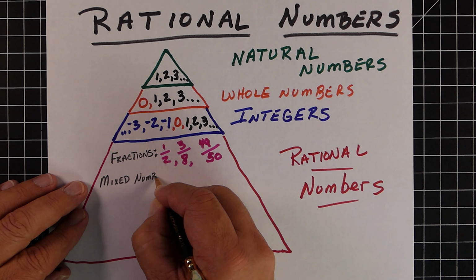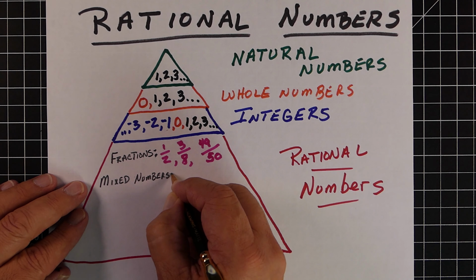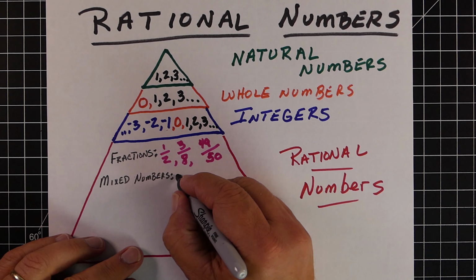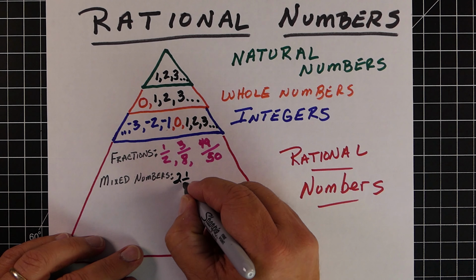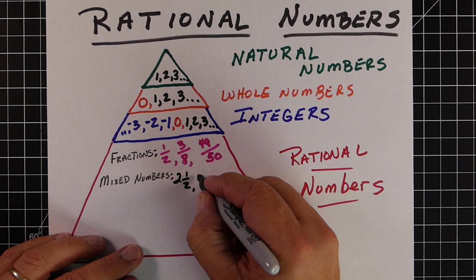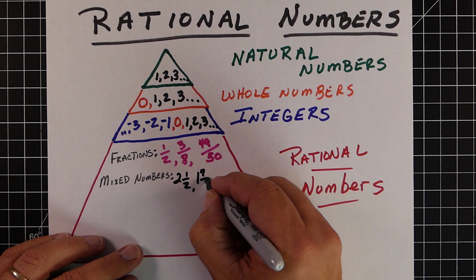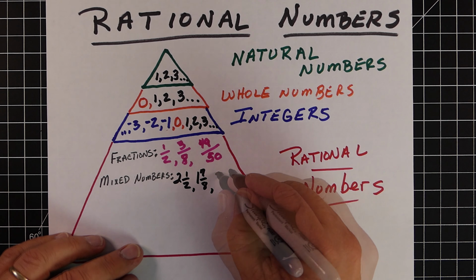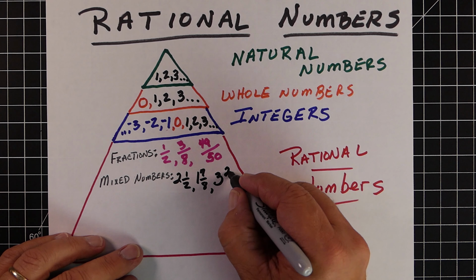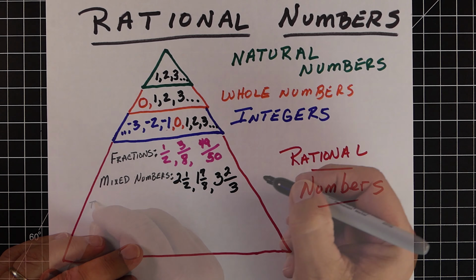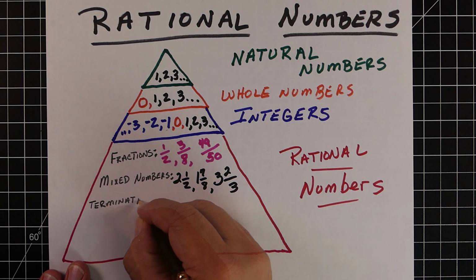All mixed numbers are also rational. And by the way, all rational numbers you can write as a fraction. So if they're already a fraction, obviously they're going to be rational. So mixed numbers like 2.5, 1 7/8, or even say 3 and 2/3, those would all be rational numbers.